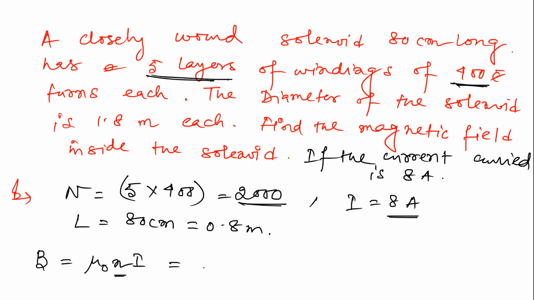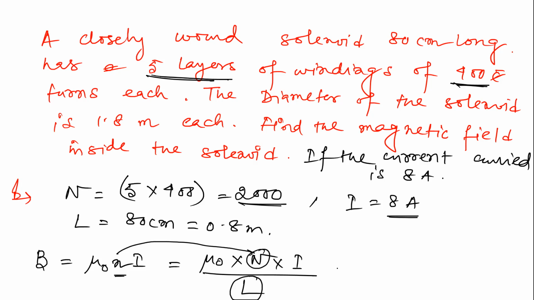So it can be written as mu naught multiplied by total number of turns divided by total length multiplied by I. Right? I'm just telling you again, small n and capital N are both different. Small n is actually the number of turns per unit length. So I have written that small n equals total number of turns by total length. Okay, so mu naught has the value of 4 pi into 10 to the power minus 7. Number of turns is about 2000. Current is about 8 ampere, and in this case the length is 0.8.